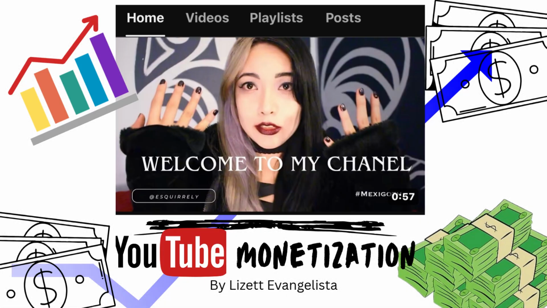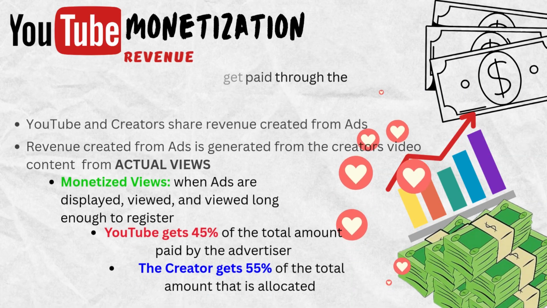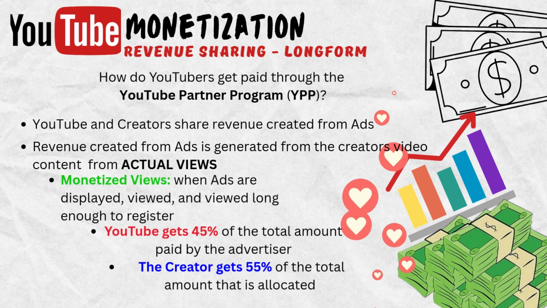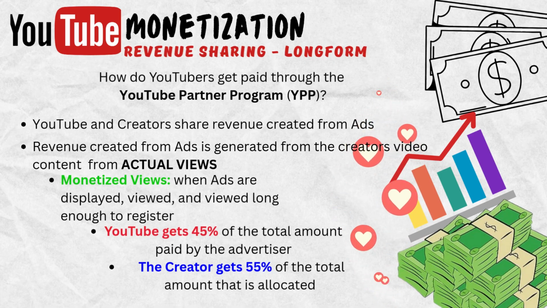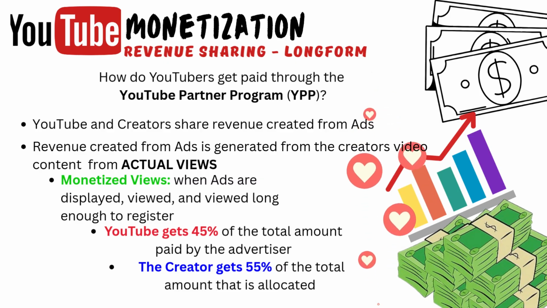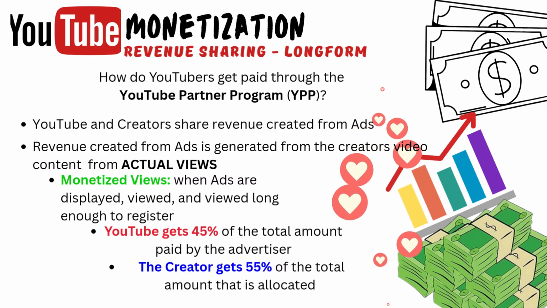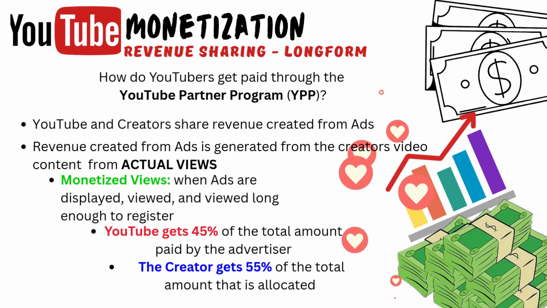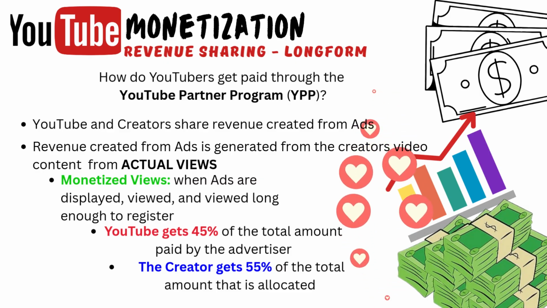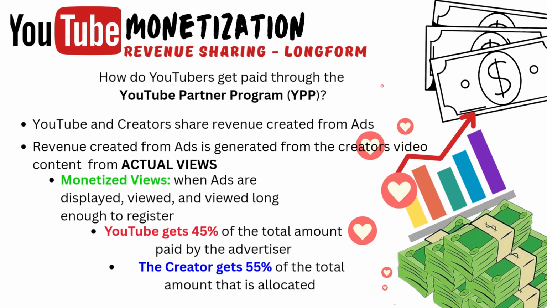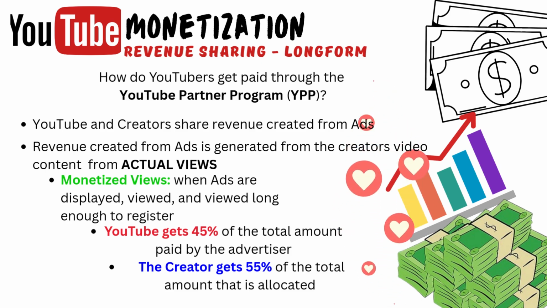YouTubers get paid. So this is being calculated over revenue sharing in the long form format. So how do YouTubers get paid through the YouTube Partner Program, you might ask? YouTube and creators share revenue created from the ads. The revenue created from the ads is generated from the creator's video content from the actual views. So the monetized views happen when the ads are displayed and viewed long enough to be registered. YouTube gets a 45% cut of the total amount paid by the advertisers, while the creator gets 55% of the total amount that is allocated.